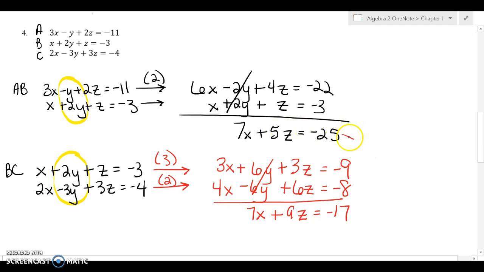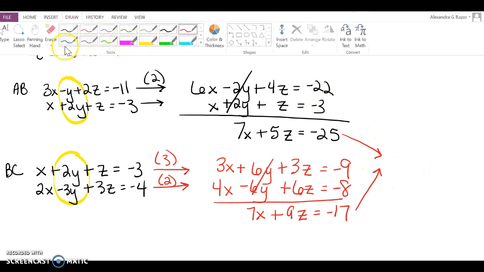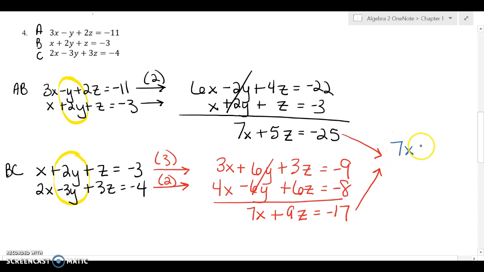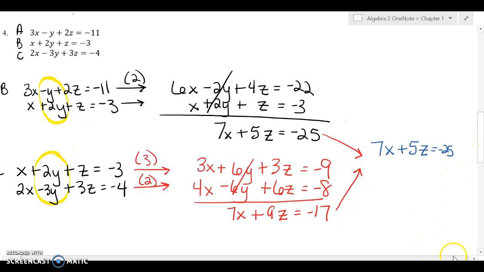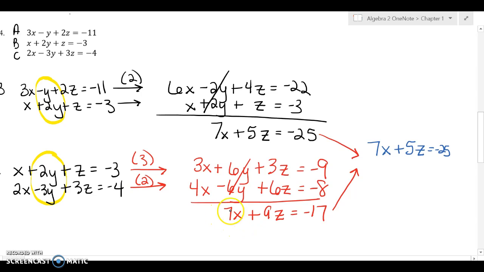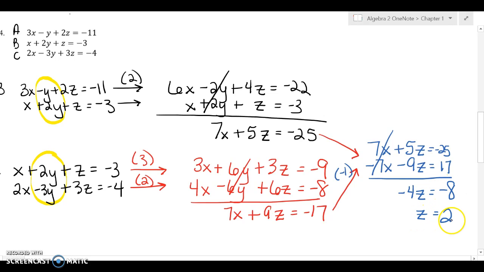Now, if you notice, this top one and this bottom one have both a 7x, so change colors one more time. And so now I'm going to do 7x plus 5z equals negative 25. And this one here, I want this one to be negative, so I'm going to multiply this one by negative 1. So negative 7x minus 9z equals positive 17. X's are gone, so I get negative 4z is equal to negative 8, and so z is 2. So that's a lot of work to get to one problem, I know. And so that's the third answer.